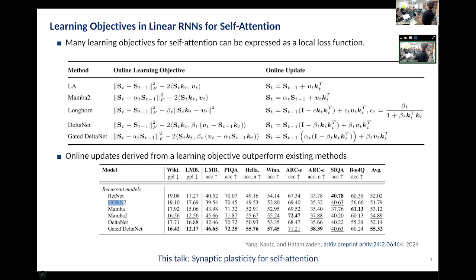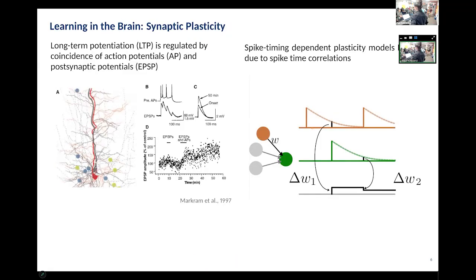So we do have these synaptic plasticity processors or circuits, and we asked the question: can we actually use this for building transformers? I'm sorry, I know many of you know what synaptic plasticity is, so I'm going to go quickly over it.